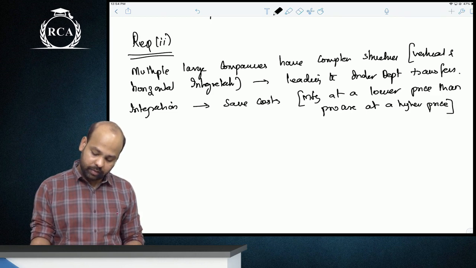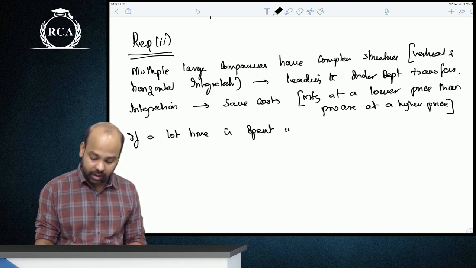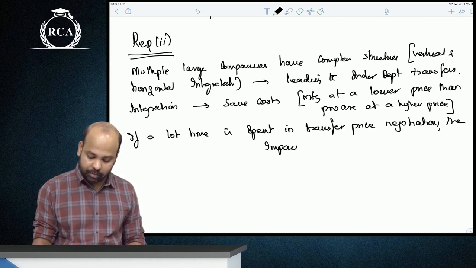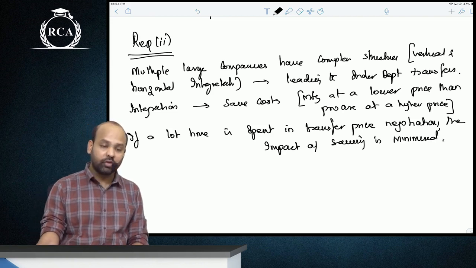But guys, if a lot of time is spent in transfer price negotiations, then the whole objective is affected. The impact of saving is minimized. There's hardly any benefit. Yes or no?